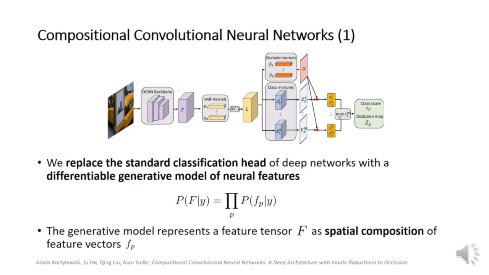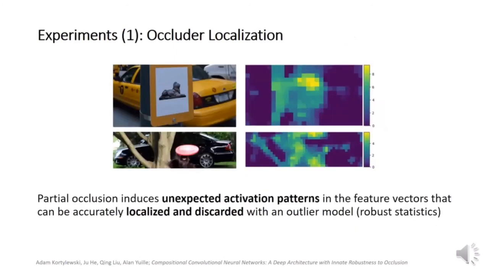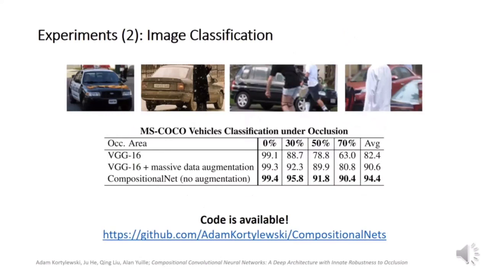The generative model explicitly represents a feature tensor F as a spatial composition of individual feature vectors, Fp. Partial occlusion induces unexpected activation patterns in the feature vectors that can be accurately localized and discarded with an outlier model. Our experiments show that compositional nets are a lot more robust to partial occlusion compared to standard deep networks.